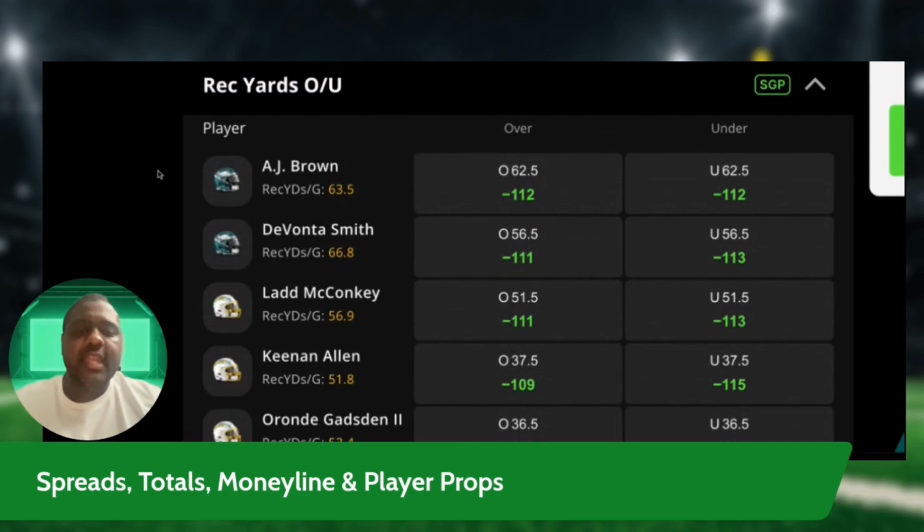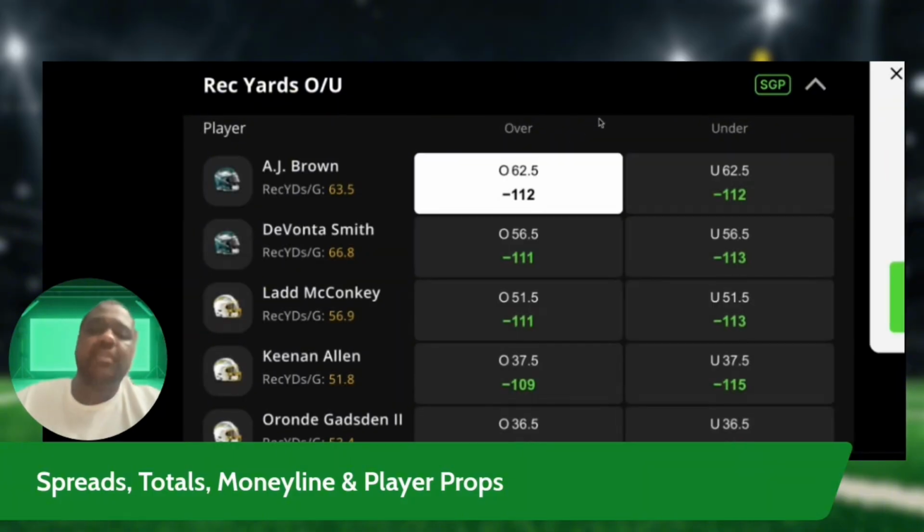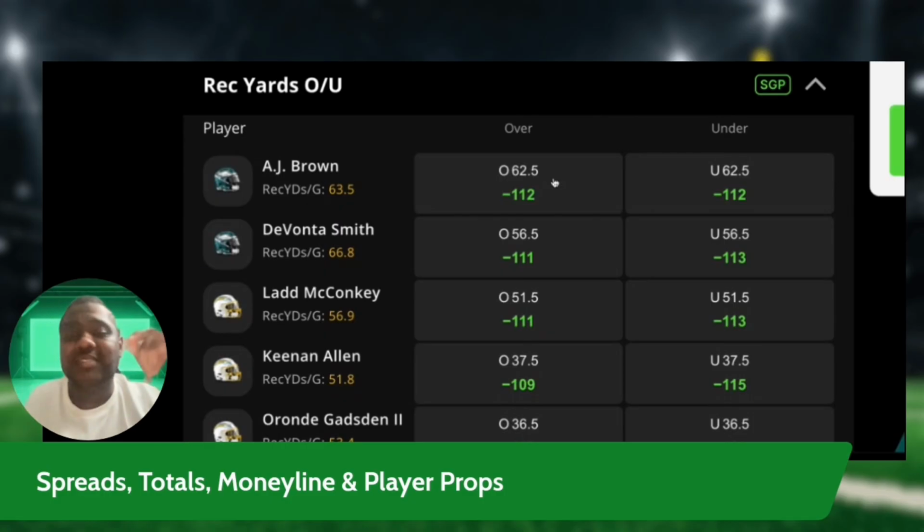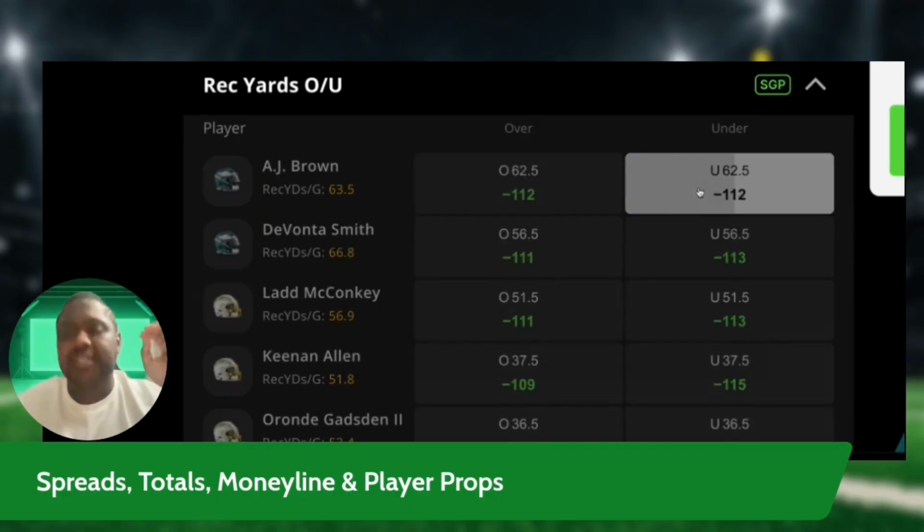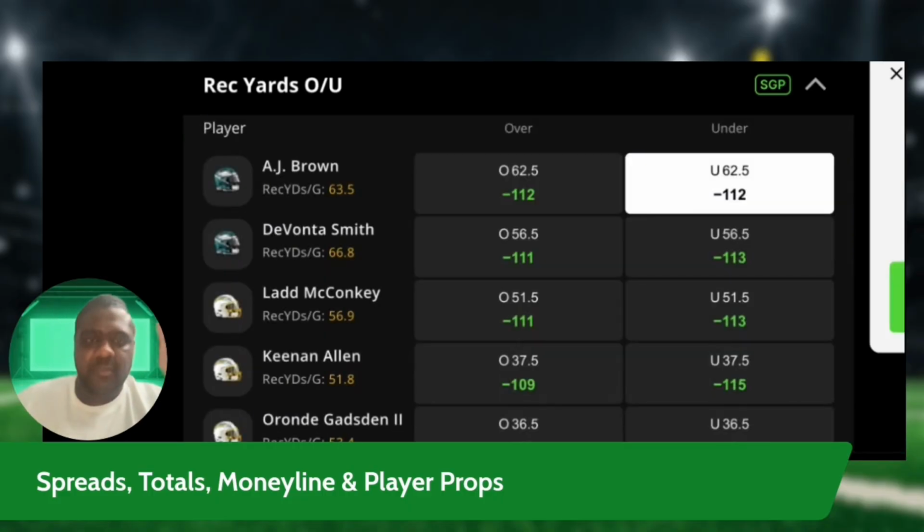All right, we got AJ Brown, right? AJ Brown is at 62.5 receiving yards. Rounded up, that means if I want to take the over, I believe he will have 63 receiving yards tonight. If I don't think he's going to have 63 receiving yards, I'm looking to take the under, right? That's all it is, right?